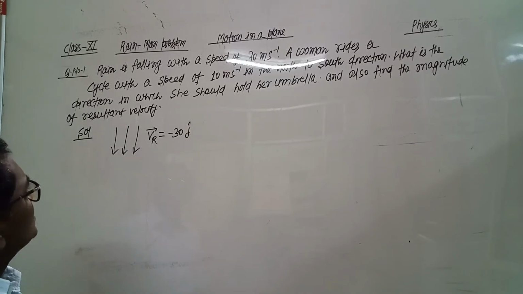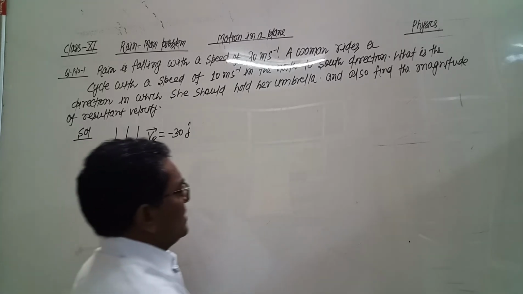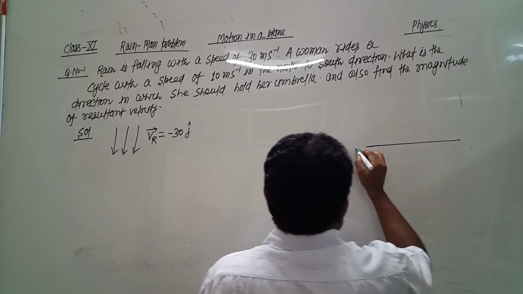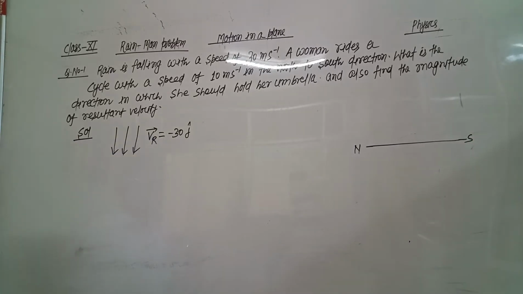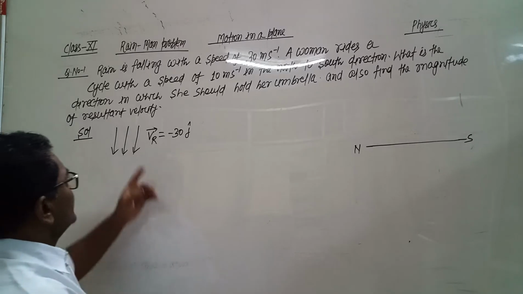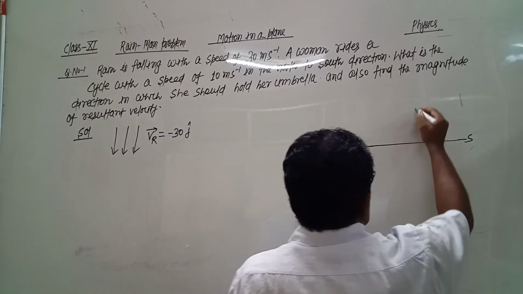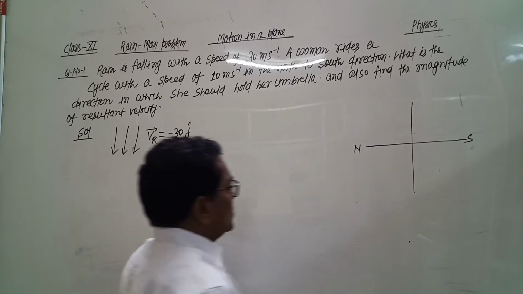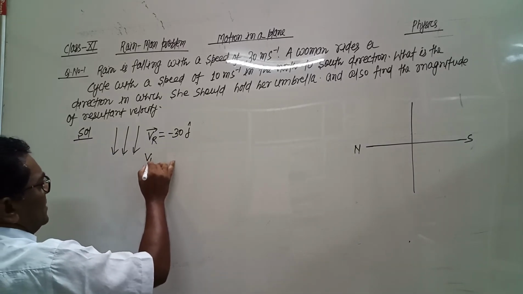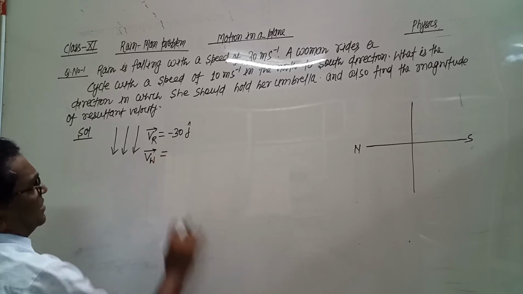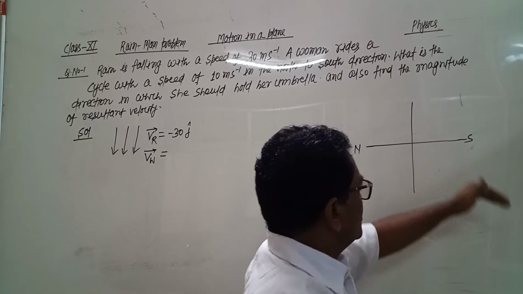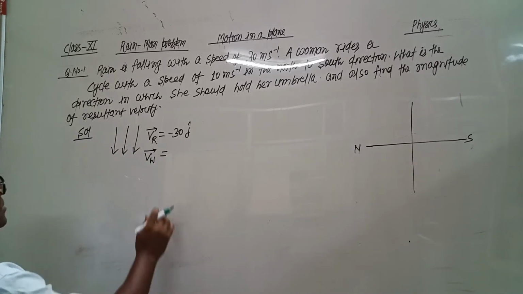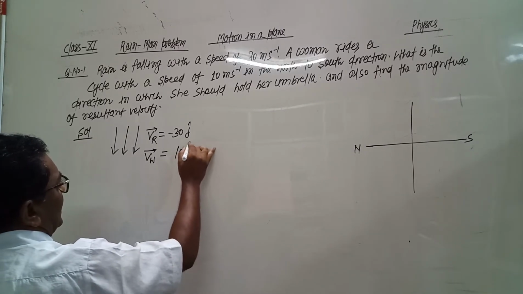A woman rides a cycle with a speed of 10 meters per second from north to south direction. So what is the direction in which she should hold her umbrella? So the velocity of the woman Vw, she is going from north to south direction, means in positive x-axis. So the velocity of the woman will be plus 10 i cap.